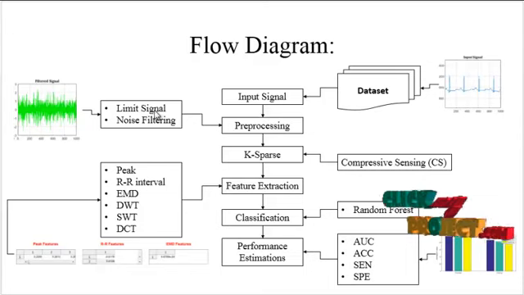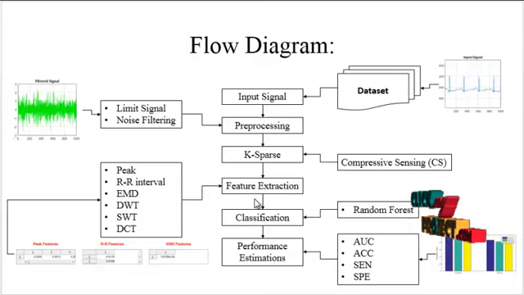The signal limiting step limits the n number of signals into one particular range. After the signal is limited, noise filtering is done to remove the noise present in the signal. After the noise removal, the output is a noise-free signal. After that, the third module is the QRS segmentation. In this module, we apply the compressive sensing algorithm to extract the corresponding data from the signal.